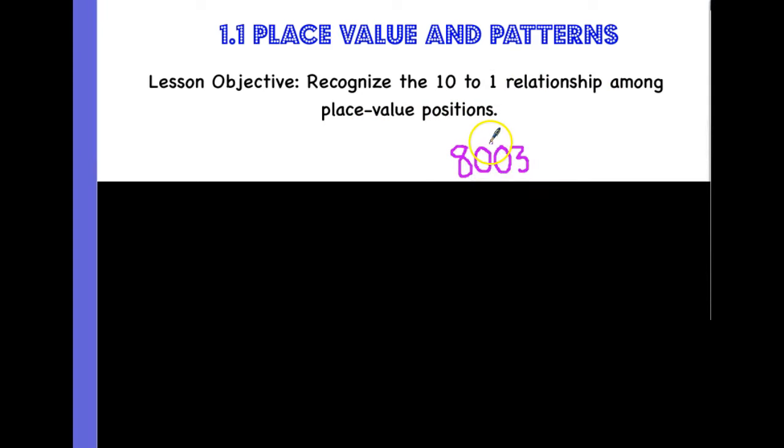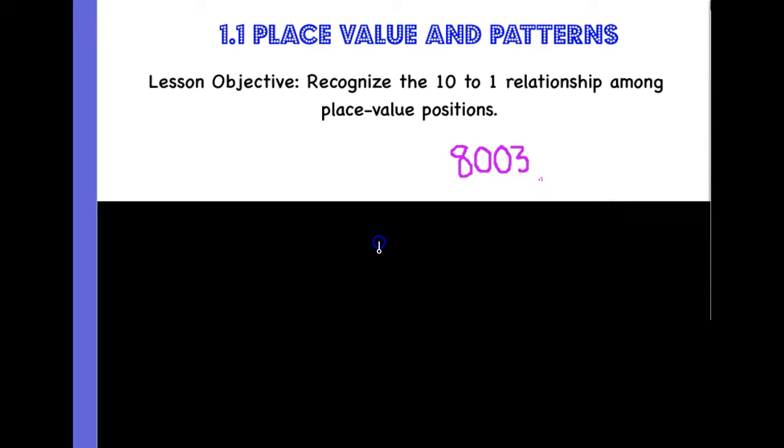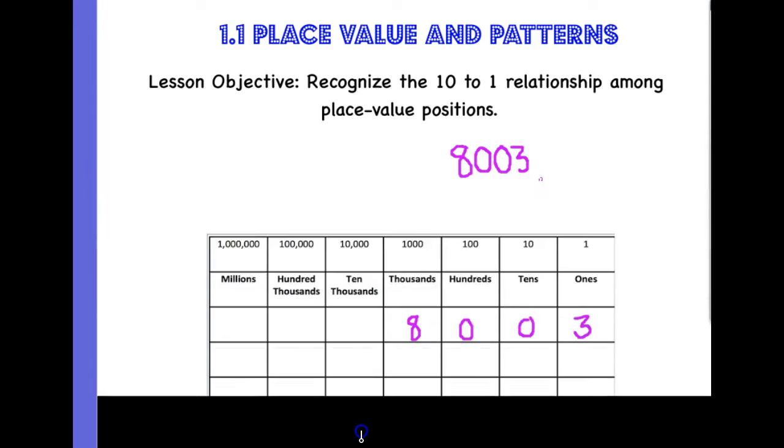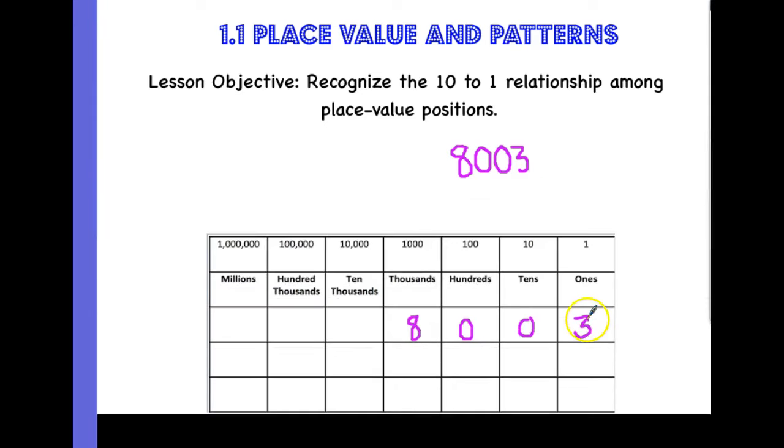When you're looking at this number, it's easy to just see an 8, 0, 0, and a 3. However, when we're talking about place value, and any number in general, I want you to make sure you're thinking of the place value of each of these digits. If I put this number into a place value chart like it is here, you would see that there are 3 ones. There aren't any tens in the tens place, and there aren't any hundreds in the hundreds place, but there are 8 thousands in the thousands place.